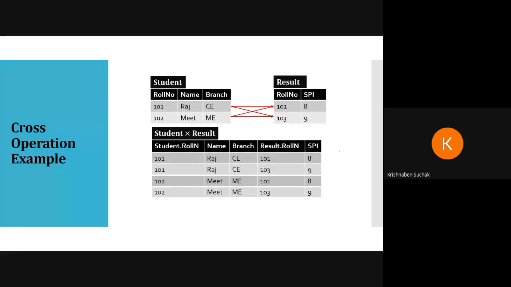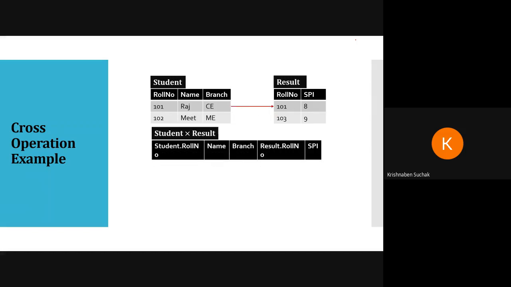See, here we have two tables, the student table and the result table. When we apply the cross operation, or Cartesian product operation, here, student into result, what we will get is 101 Raj CE and roll number 101 with 8 SPI. So first we will get this.